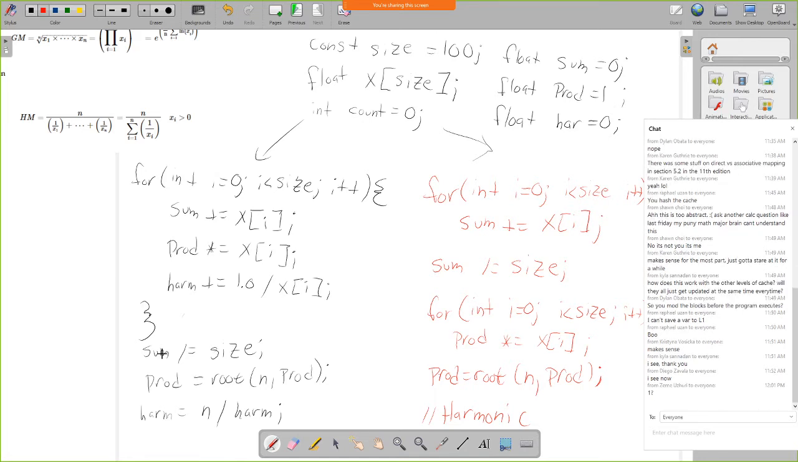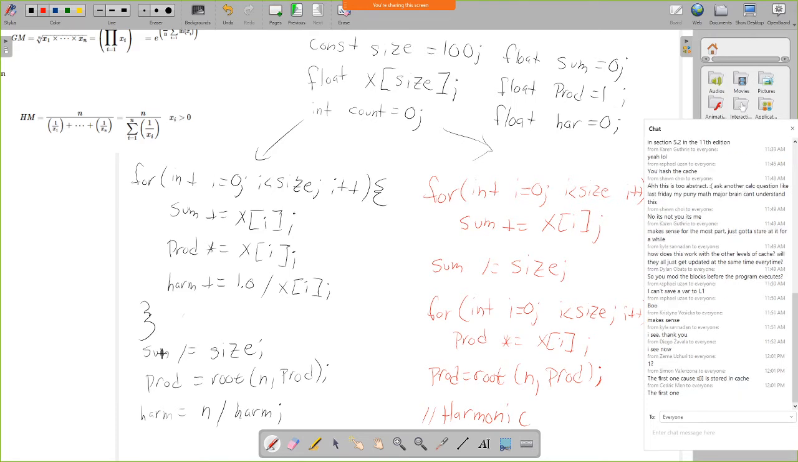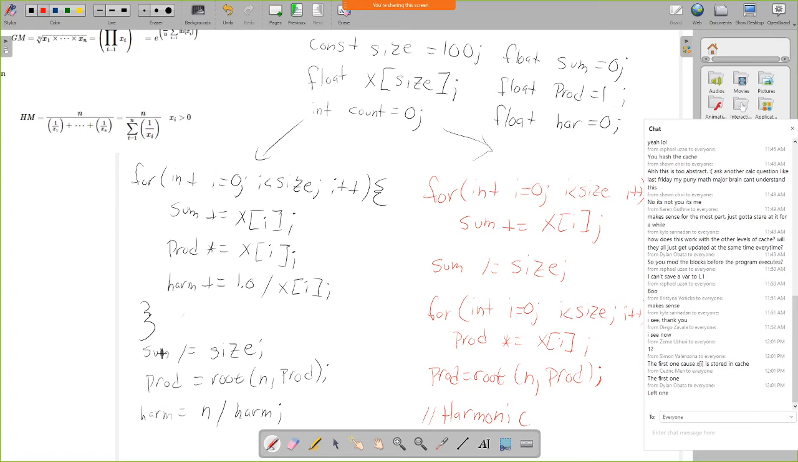One. Yes, you're right. x of i is stored in the cache. Awesome. Thank you. Okay, so I think that's good enough. Thank you. Yeah, you guys are right.